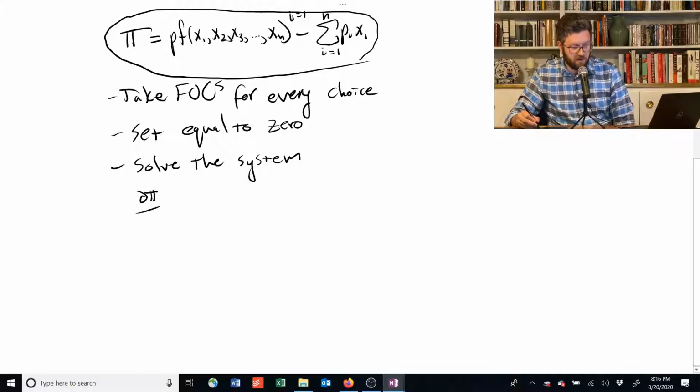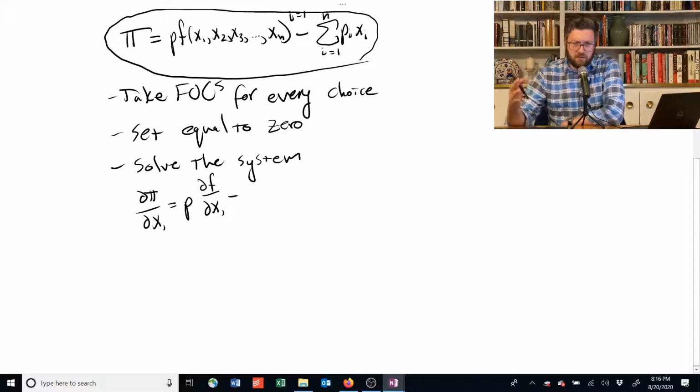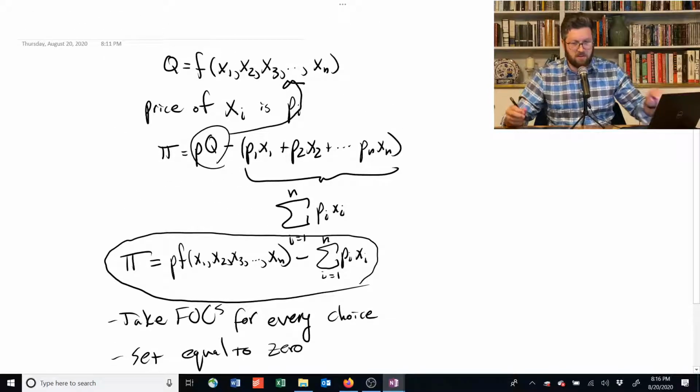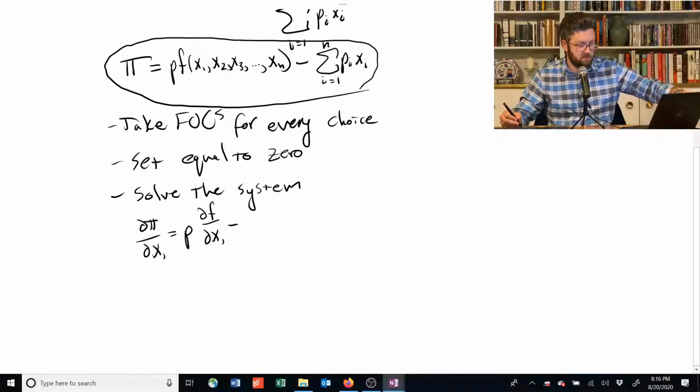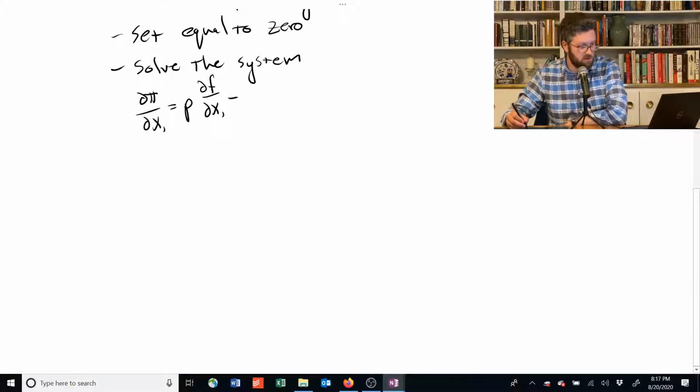The partial derivative of profit with respect to good x1 is going to be equal to the price of the output times the partial derivative of the production function with respect to x1 minus, well, we've got all these costs added up, and if you're not used to that summation script, it might be easier to see if you look back here at this guy. And you can see that the derivative of everything inside the parentheses, there's an x1 here multiplied by p1, but then there's no other x1s. So this is just going to be minus p1.